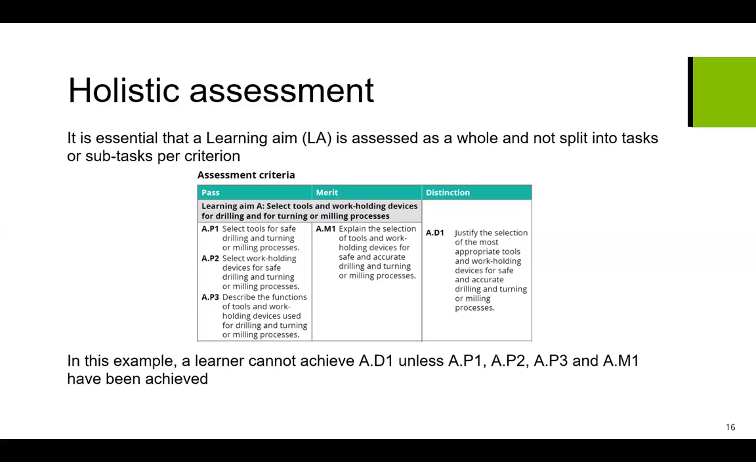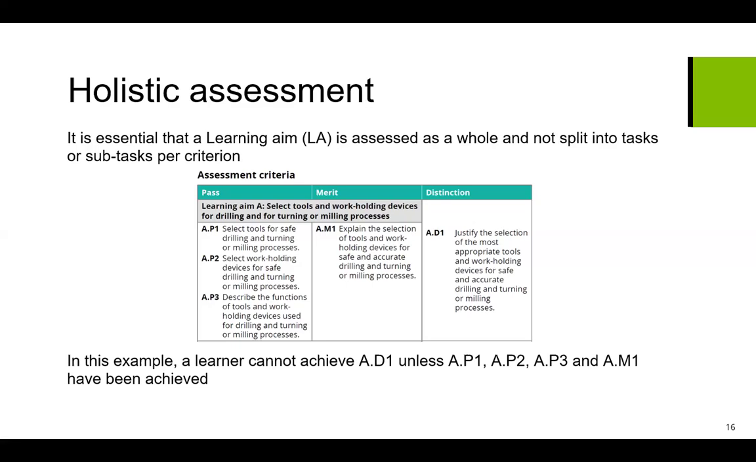So it can't be question 1, P1, question 2, P2, question 3, P3, because that encourages learners to just, in some cases, perhaps do the first 3 questions and then not worry about the rest of it. So we write the assignment as an overarching task, which covers all of the criteria. We'll look at an example in a moment, and then you'll see what we mean by that.